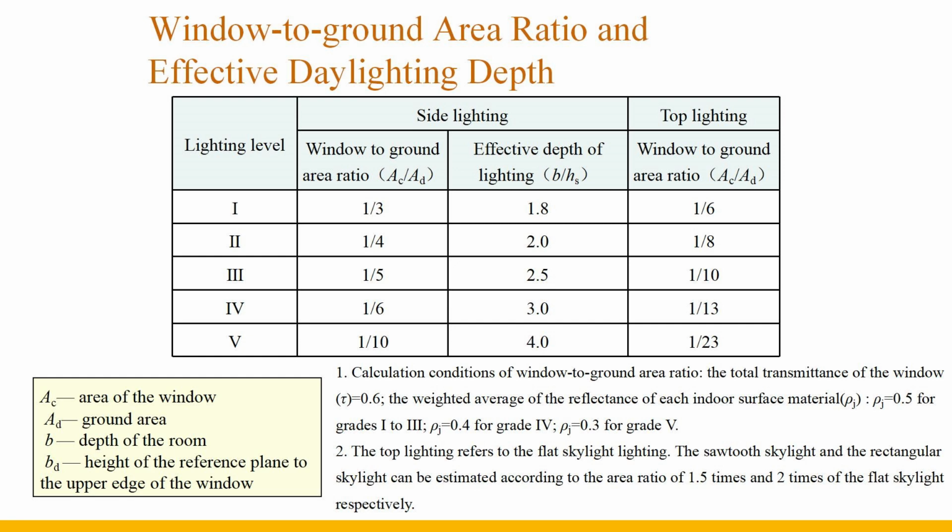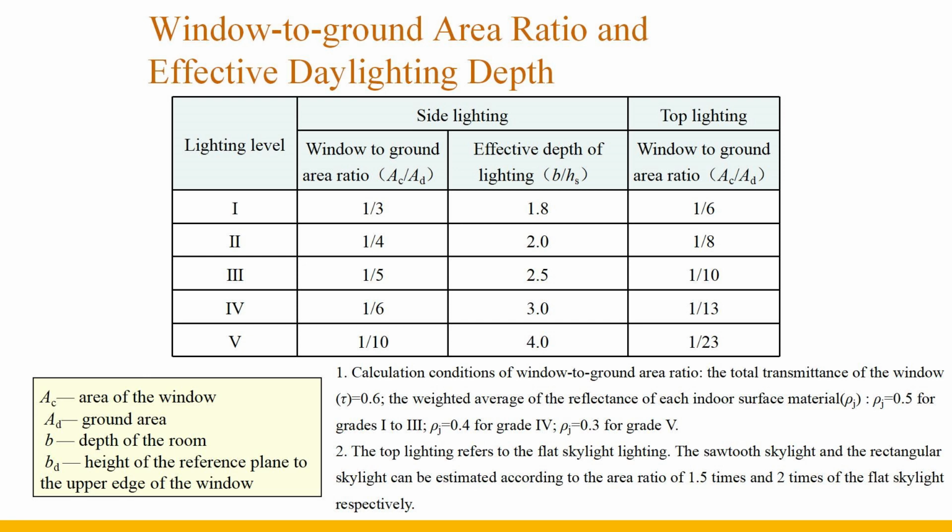Since the side windows are easy to construct, low in cost, and easy to maintain and use, we should open as many side windows as possible and use skylights to supplement the lack of lighting. When using hybrid lighting, first check the window-to-ground ratio of the side windows and the effective depth of the lighting. Determine the required side window area according to the ground area, and then arrange the side windows according to the actual openable area of the wall, and use skylights for the insufficient part.